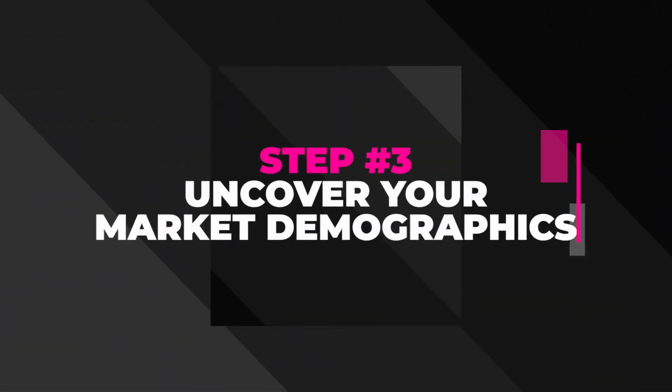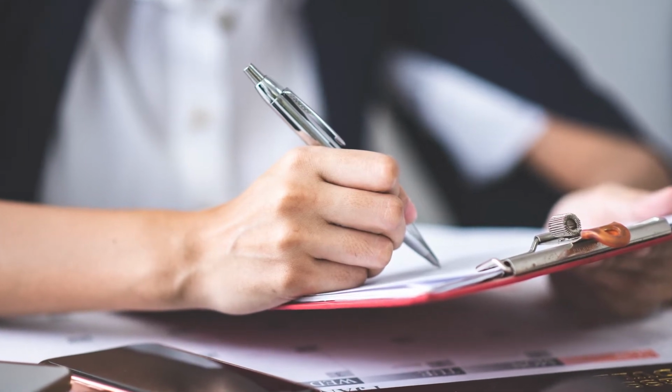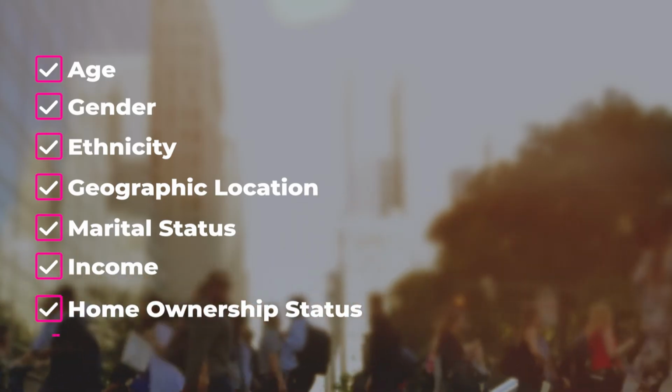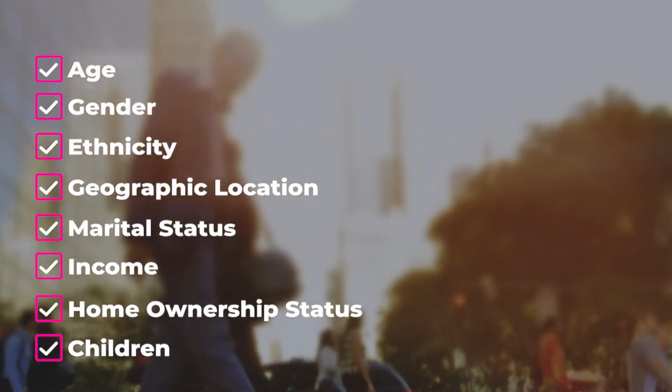Step number 3, uncover your market demographics. The demographics of your audience represent the circumstances and situations that begin to illuminate your buyer personas with some key information. The demographics you aim to uncover include information such as age, gender, ethnicity, geographic location, marital status, income, home ownership status, children. Although this information doesn't give us too much in terms of who they are as a person, it does paint a picture of what their life looks like.